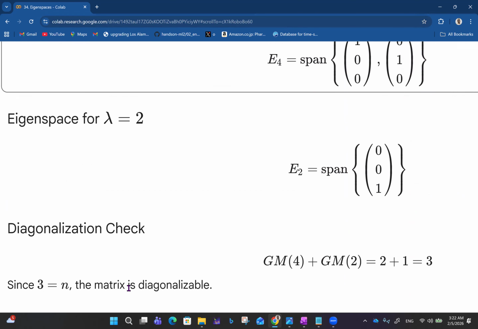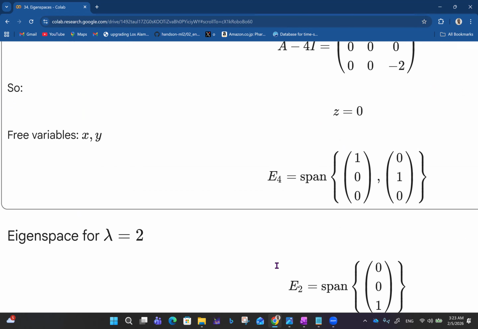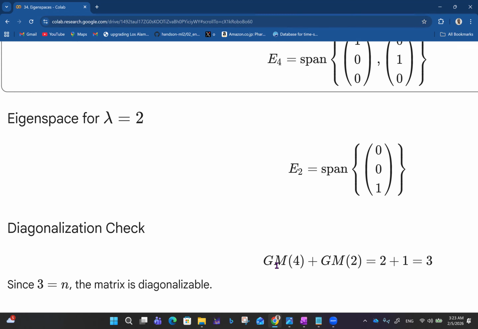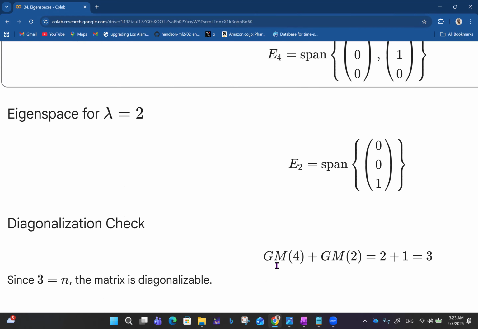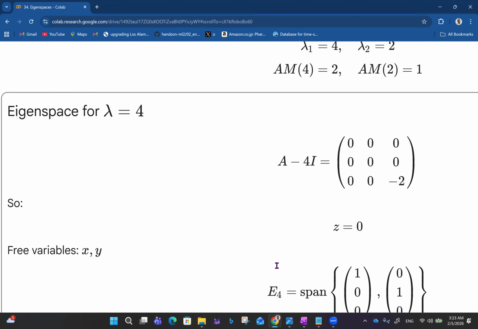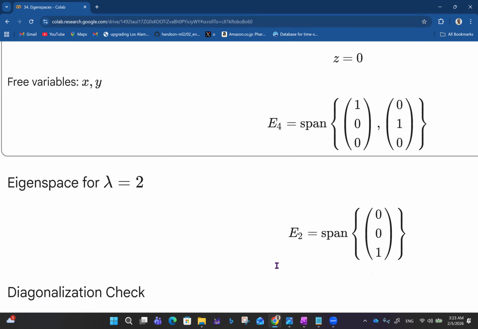So as a result, if you add everything, you have 3. Since 3 is equal to n, you can say that the matrix is diagonalizable. Despite the fact that the eigenvalues are repeated, we are still able to find independent eigenvectors, which make up the whole eigenspace. So it means that we can diagonalize this particular matrix to 4 0 0, 0 4 0, 0 0 2.